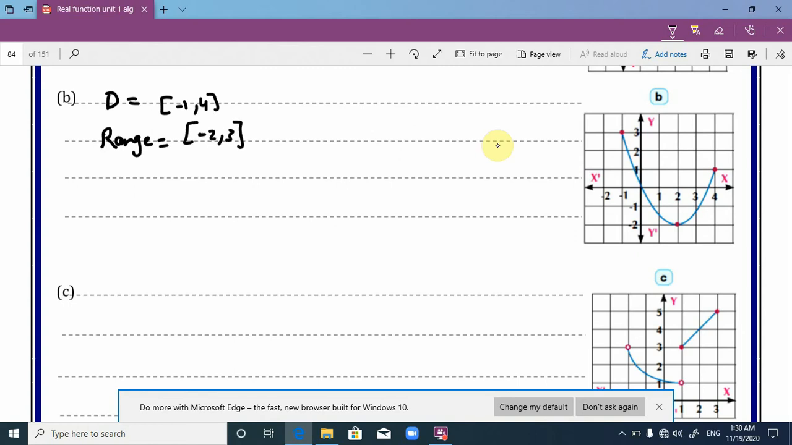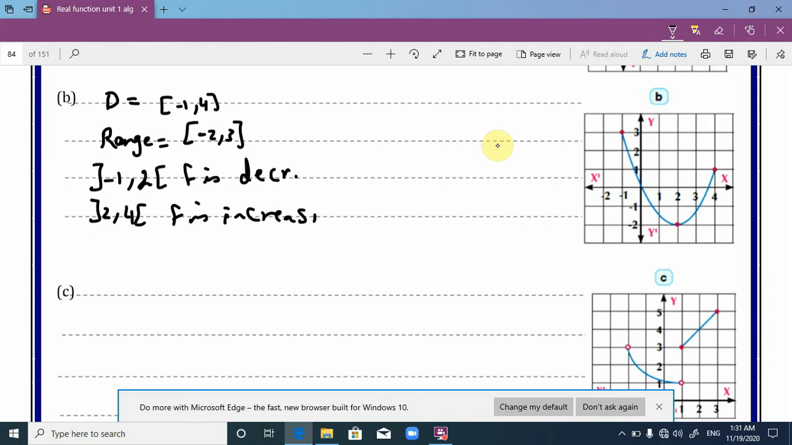In monotony here we have two intervals. From -1 to 2, f is decreasing. Here the function is decreasing from -1 to 2, and from 2 to 4, f is increasing. Okay.